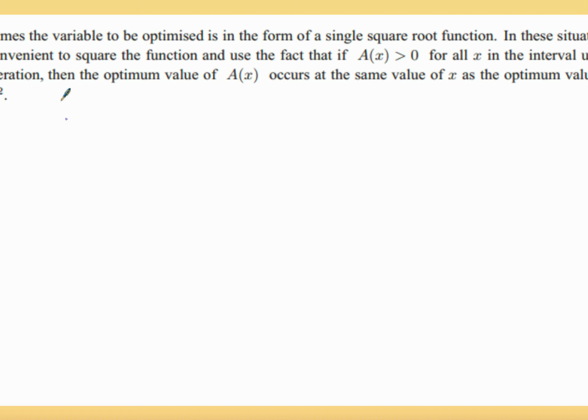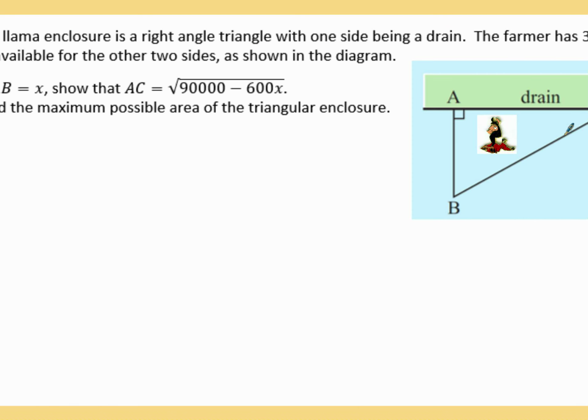Before we do the llama problem, sometimes the variable that's going to be optimized is in the form of a single square root function. In these situations, it's convenient to square the function and use the fact that if A of x is greater than 0 for all x in the interval under consideration, the optimum value of A of x occurs in the same place where A of x squared will also take place, the whole function A of x. So I'll show you what I mean here in the llama problem.